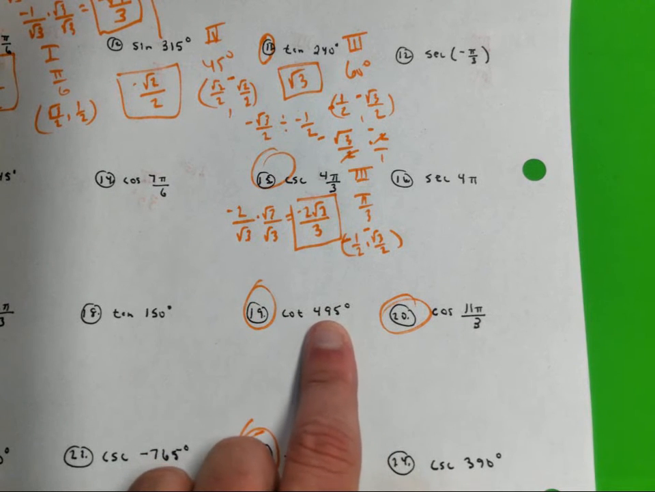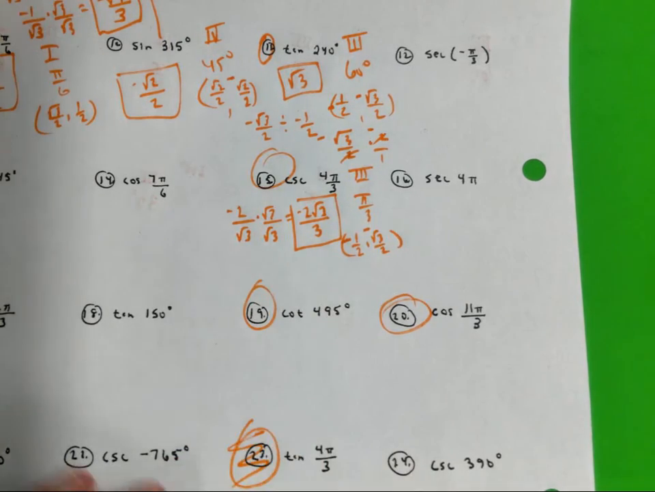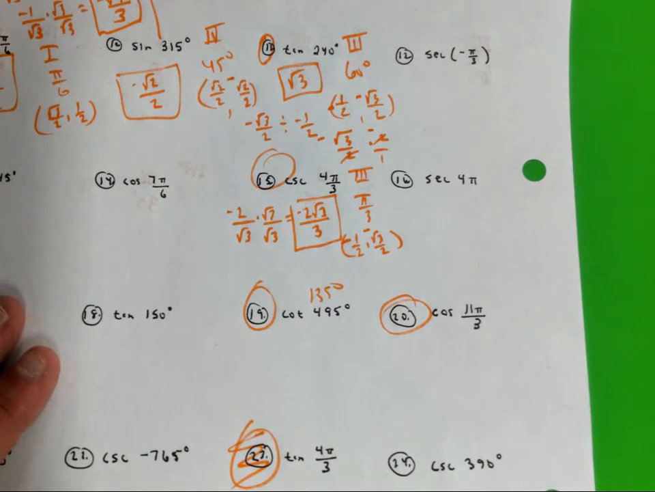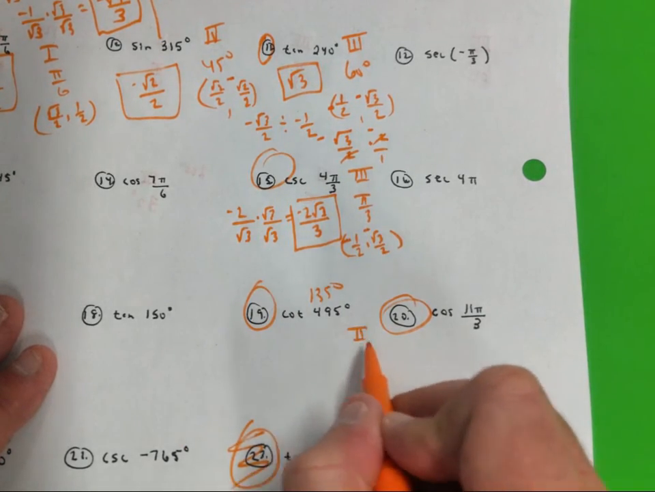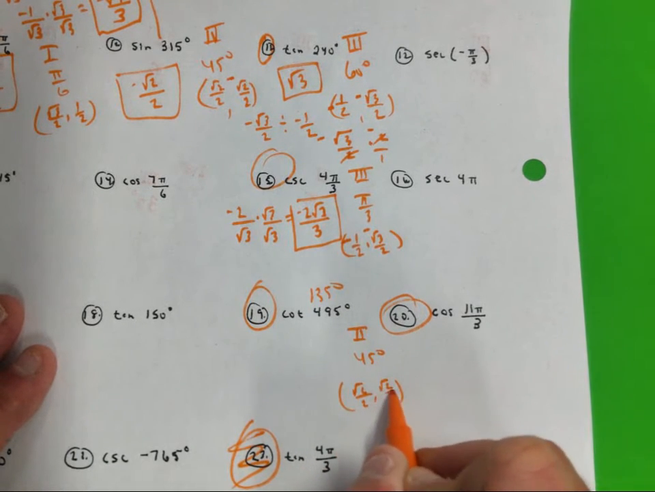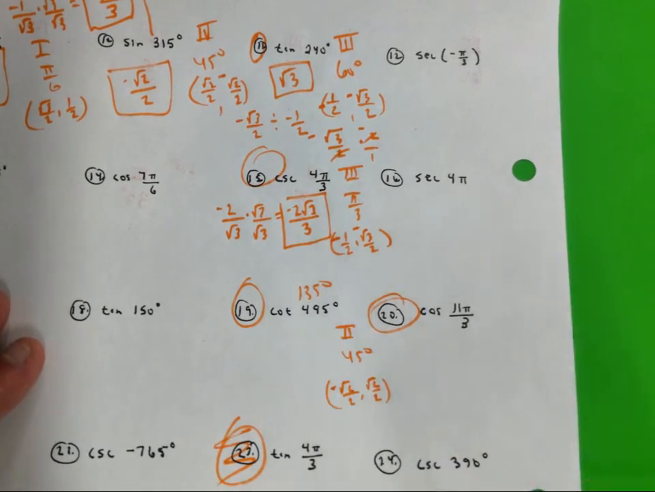Now, if I give you something larger than 360, what do you need to start subtracting off of it? 360. So somebody say 495 minus 360 for me. 135. So I'm really working with 135. 135 is in quad 2. Reference angle is 45. Square root of 2 over 2. In quad 2, your x is negative.